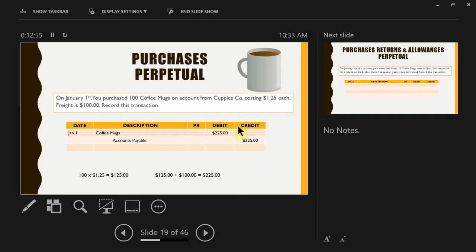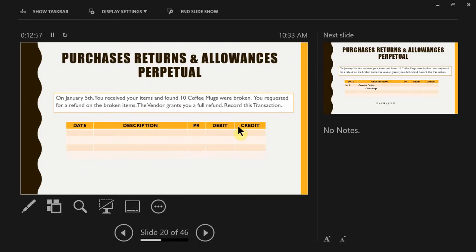Now, here's where we have to take a look at this. For this case, on January 5th, I received the items and found that 10 of the coffee mugs were broken, okay? And I requested a full refund for the broken items, and the vendor grants you a full refund. How do I record this transaction?